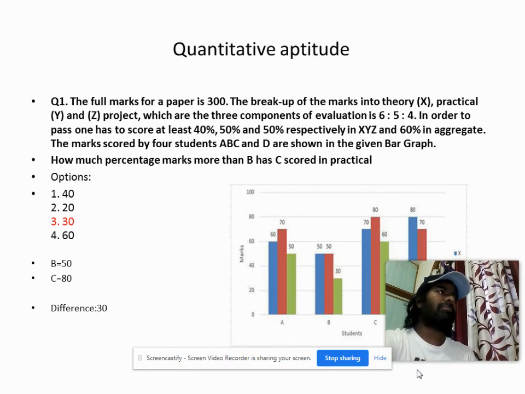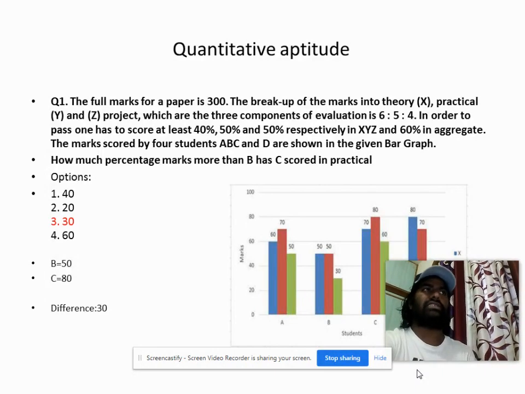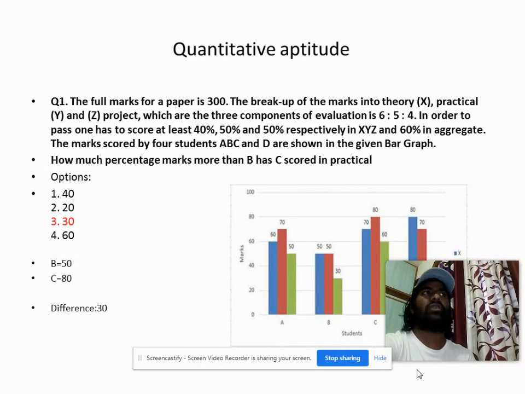Okay. The first one: the full marks for a paper is 300. The breakup of the marks into theory, practical, project, which are the three components of evaluation, is 6 is to 5 is to 4. In order to pass, one has to score at least 40, 50, 50 respectively in X, Y, Z, and 60% in aggregate. The marks scored by four students A, B, C, D are shown in the given bar graph. How much percentage marks more than B has C scored in practical?